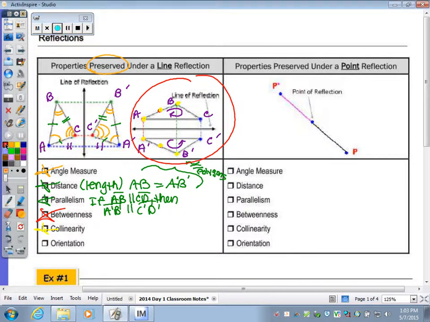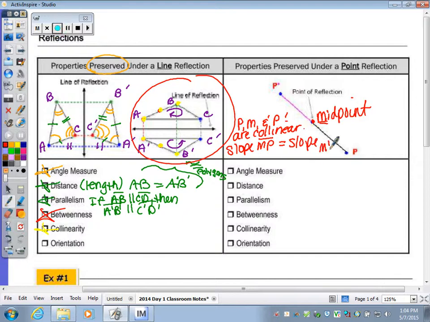If I take a look at this picture again, I just want to highlight that this point from the reading is the midpoint. We talked about going over the homework. I'll call the midpoint point M, that P, M, and P prime are collinear. So that means the slope of MP equals the slope of M prime P prime.